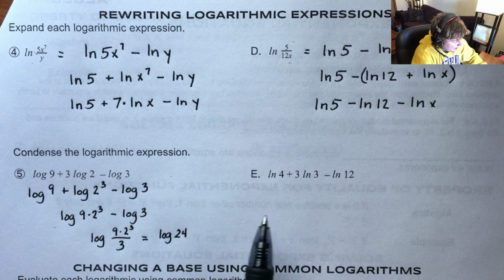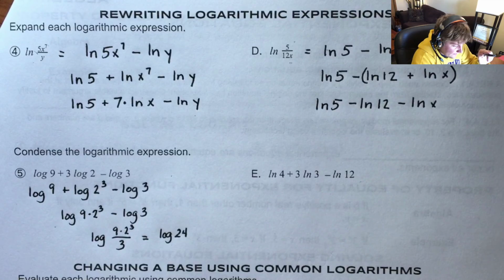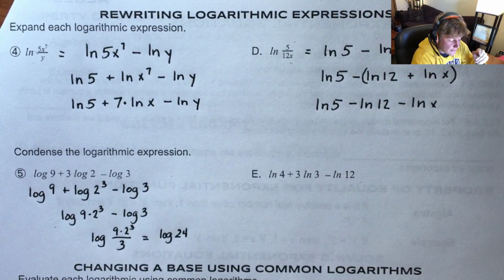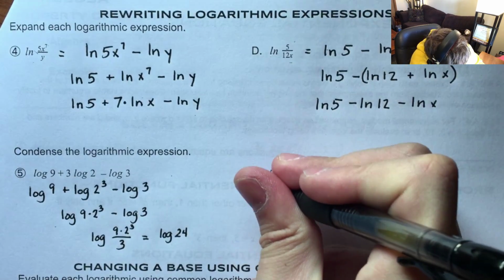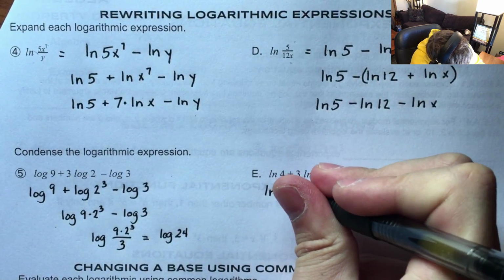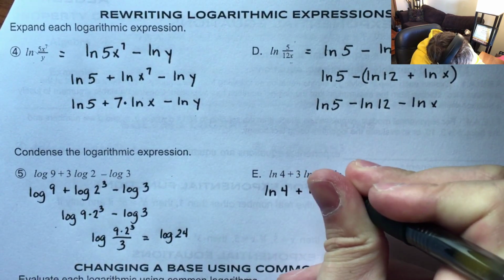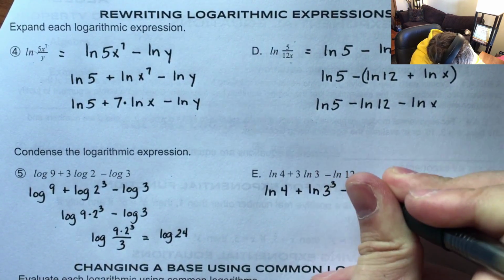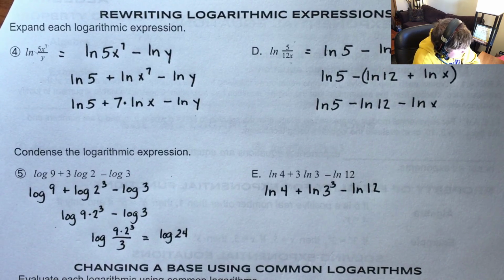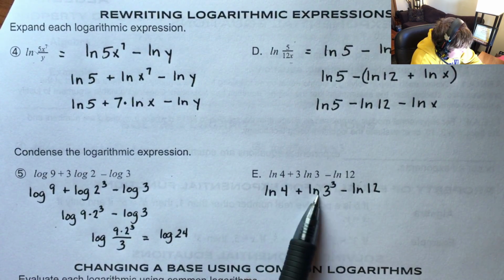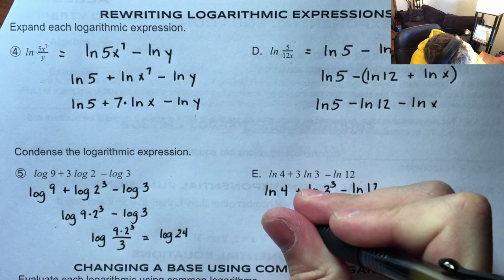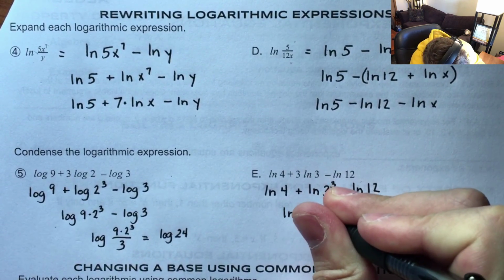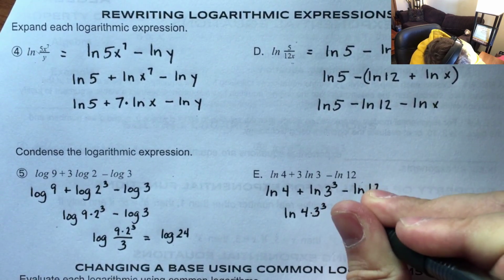Okay, so here I'm looking at ln, which is the natural log, which is log base e. So I want to do this exponent here first. At some point, 3 times the natural log of 3. So here I have the natural log of 4 plus the natural log of 3 to the third power minus the natural log of 12. Okay, so that gets rid of this multiplication of 3, tells me that that was an exponent. And here now I have addition, which tells me these have been multiplied. So 4 times 3 to the third power minus the natural log of 12.